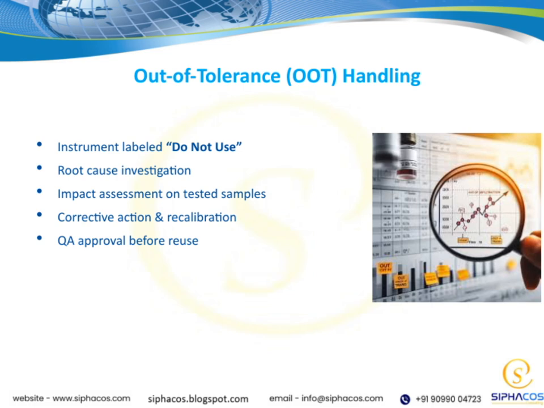Based on that, we take corrective actions, which often include recalibrating the instrument or fixing the underlying issue. After that, we perform a recalibration to ensure everything is back within specifications. Before we can reuse the instrument, our QA team reviews and approves the corrective actions and recalibration. This process is crucial to maintaining the integrity and accuracy of our testing. It's all about making sure that even when something goes wrong, we have a structured way to address it quickly and effectively, supporting our overall commitment to quality and reliability.